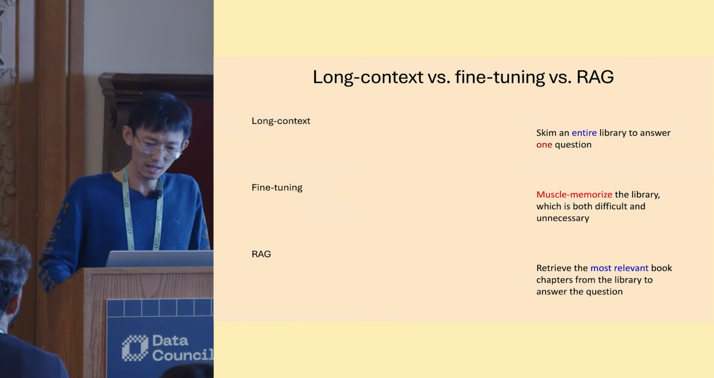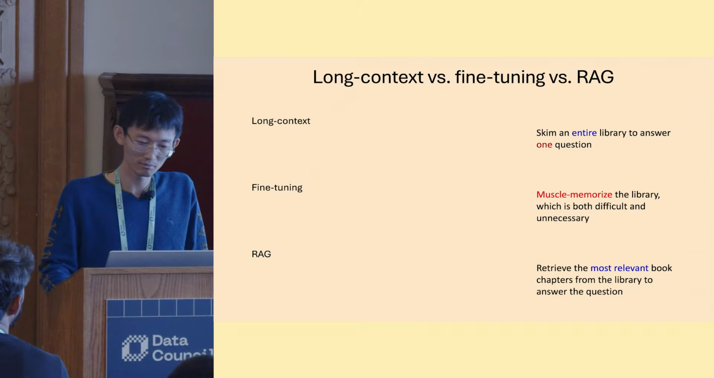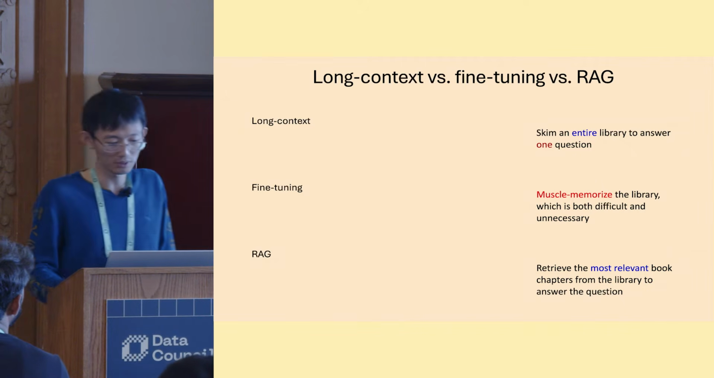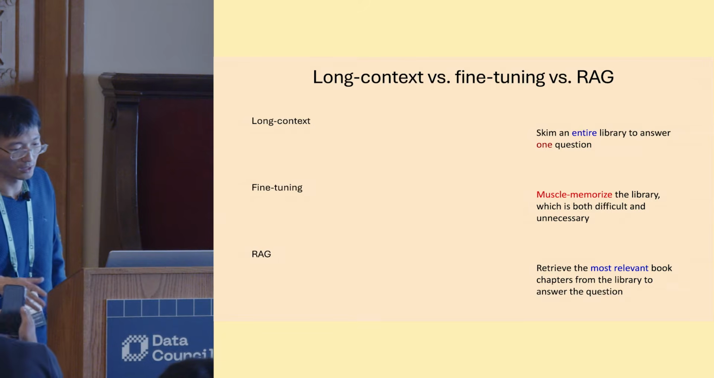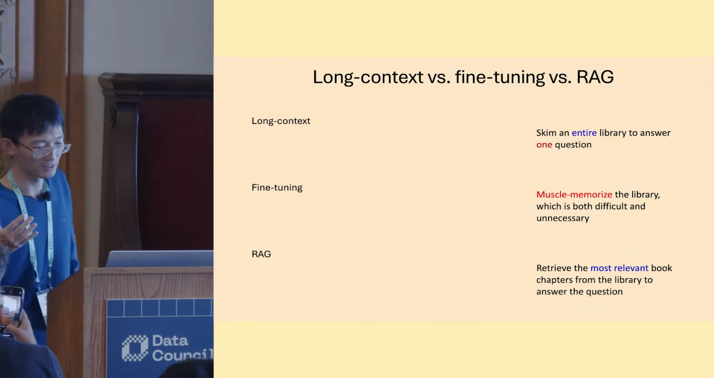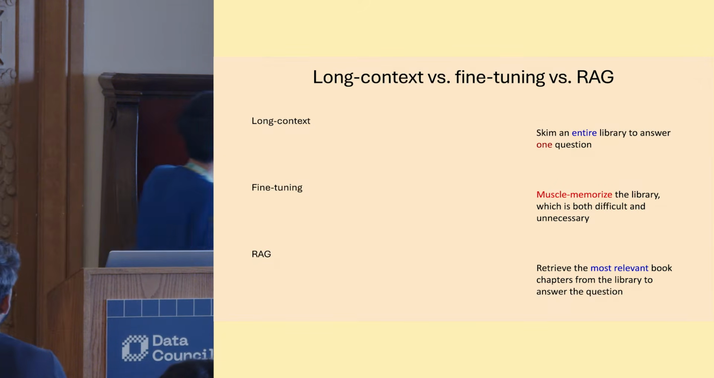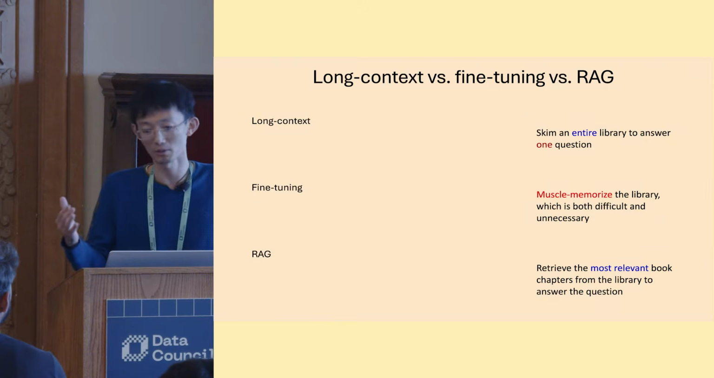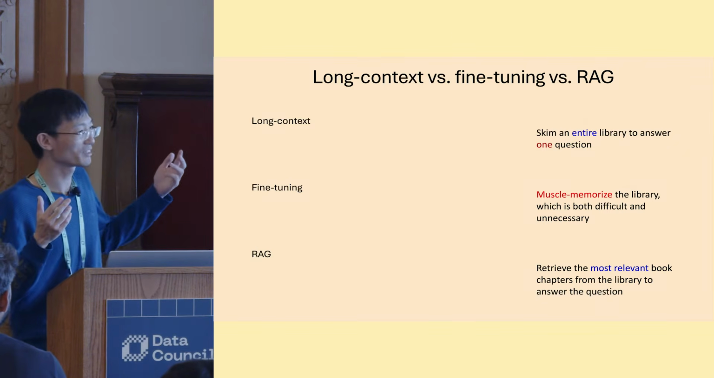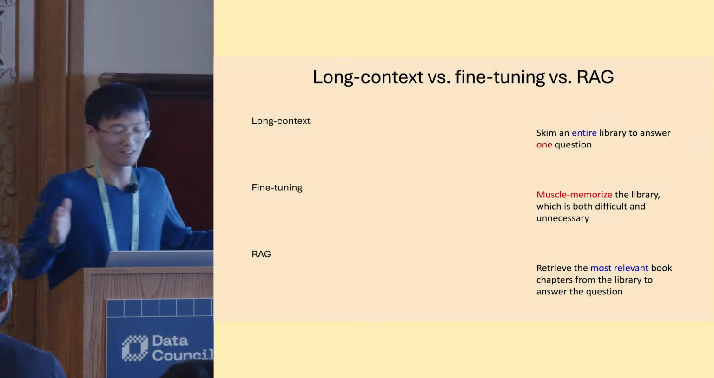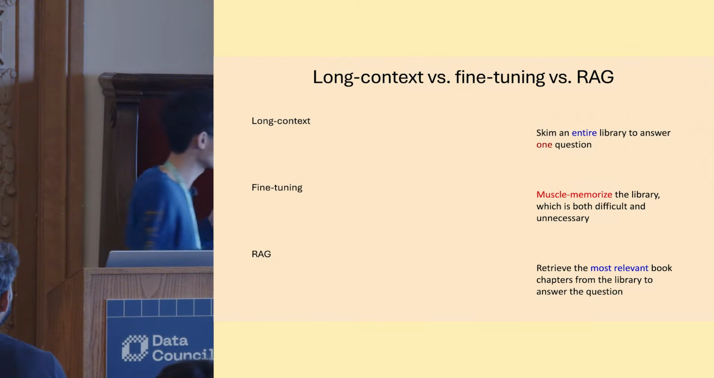The way I'm thinking about it these days is that you can make an analogy between these techniques and how humans solve certain kinds of problems. Long context means that you skim the entire library to answer just one question. Every time you answer one question, you skim the whole library. I'm using the word skimming, but in some sense you read the entire library. Of course, with sparse attention, maybe you are skimming. Anyway, you go through the entire library to answer just one question.